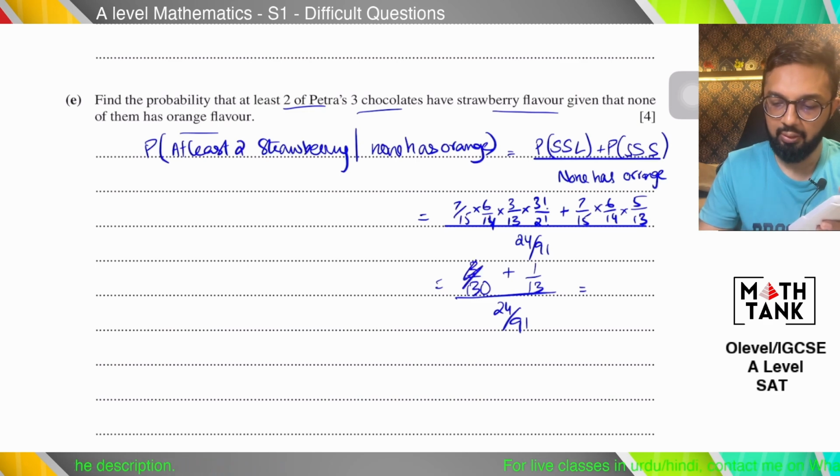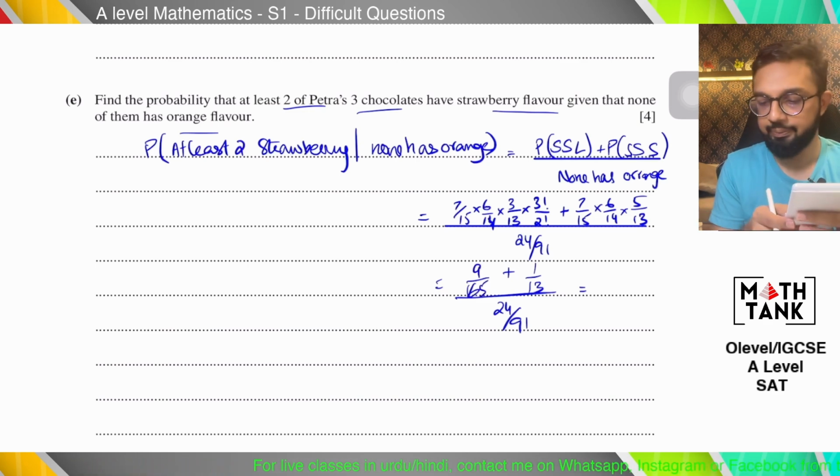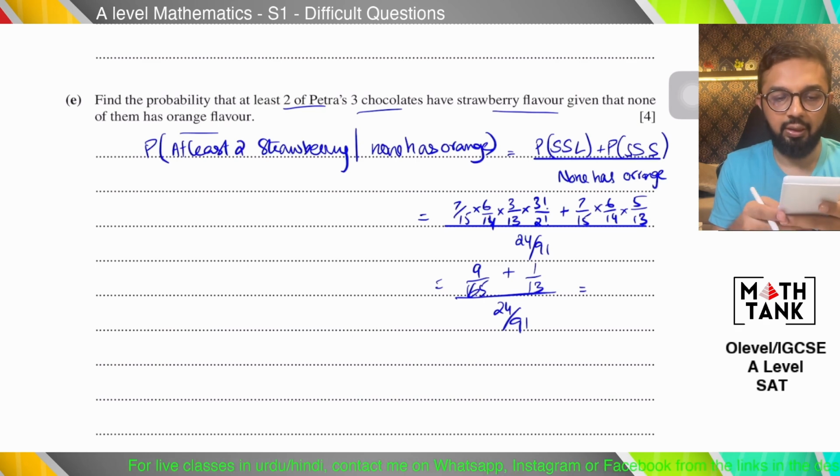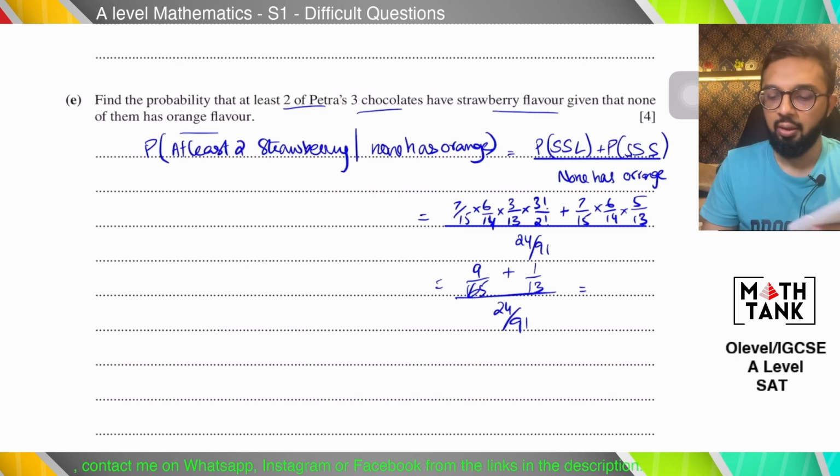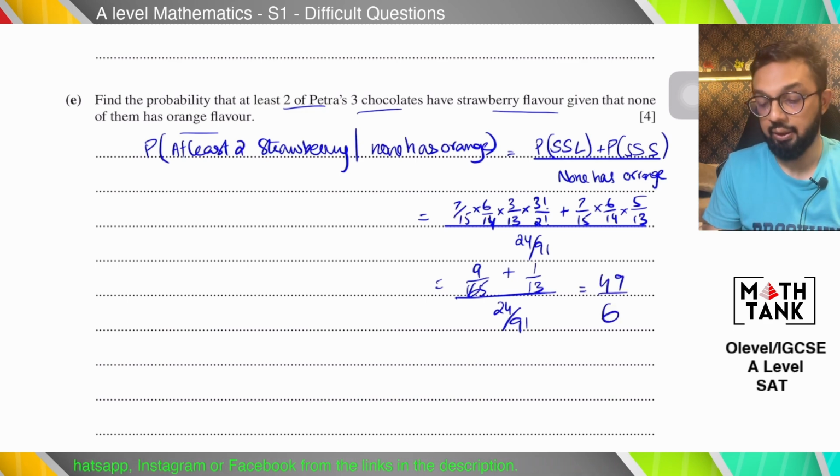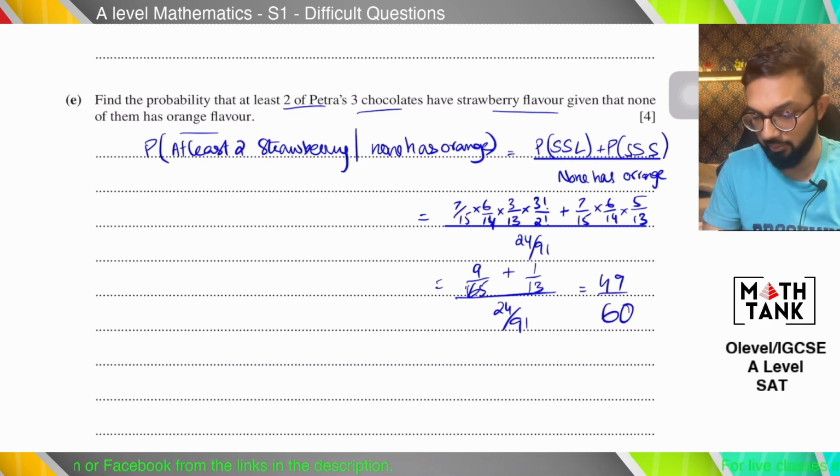Yep, it's 9 over 65 plus 1 over 13 divided by 24 over 91. Yep, that's what I missed. That's what I thought I had, but I had not typed it into my calculator.